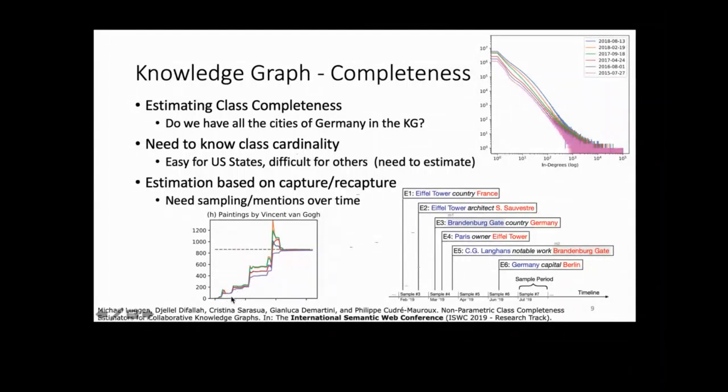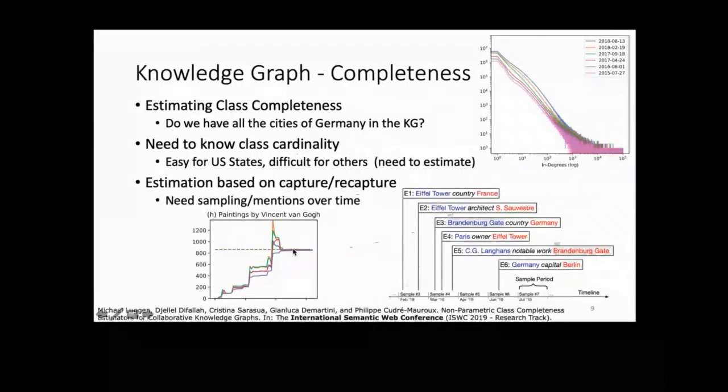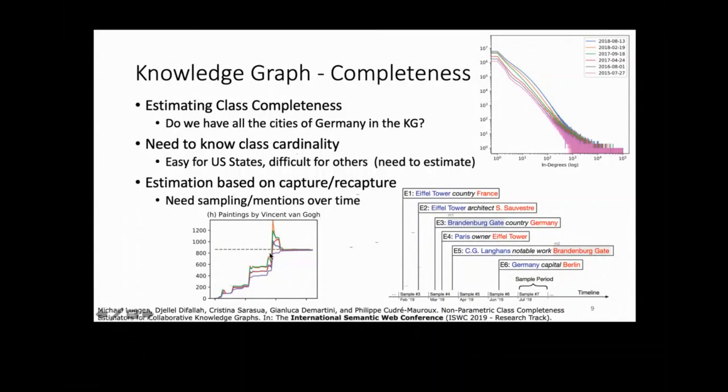And here we show over time, over the number of observations, how different estimators estimate the cardinality of the class for the entities we have observed. And you see that after enough observations, these estimators actually converge to the right number, to the right cardinality. So apparently there are around 850 paintings by Vincent van Gogh. That's our ground truth. And the estimators are able to estimate that precisely after enough observations of entities in this class.